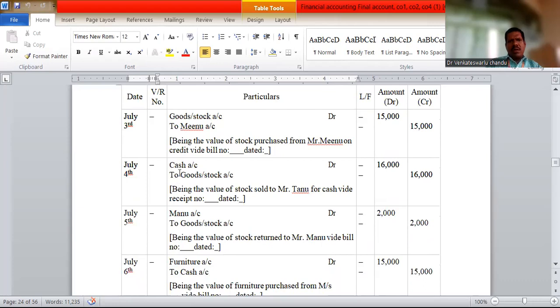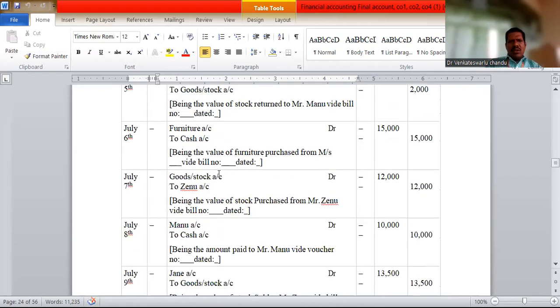Cash account debit to goods or stock account, 16,000, being the value of stock sold to Mr. Tanu for cash. Here we do not need to use Tanu's name, even though he might be the receiver, because the transaction happens through cash. So, cash account debit to goods or stock account.